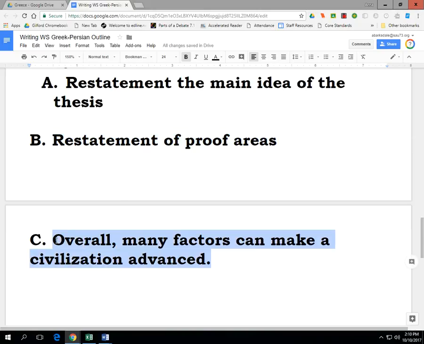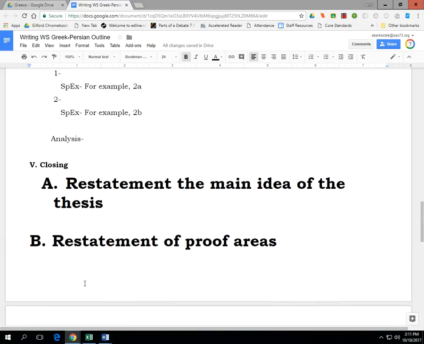Then you do what's called an overall thought. And basically the idea of this is you're just drawing everything to a close. You've already proven Greece and Persia. We don't need to go back and do that again. You're simply going to say, overall, many factors can make a civilization advanced, because you have spent an exhaustive amount of time proving that one civilization is more advanced than another, and there are factors in civilizations such as politics, social, military, and cultural that can make a civilization advanced. So that's the idea of your closing.